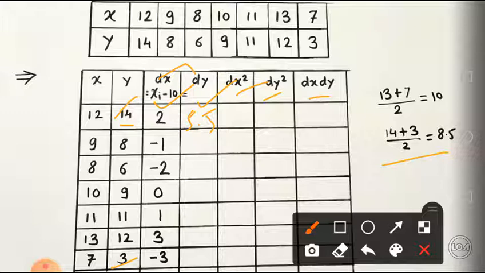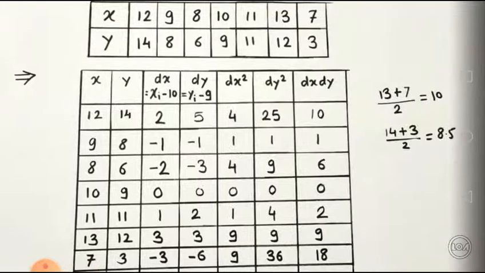And at the end we will do the summation of each column in the table. You can see we have calculated the value of dx and then the value of dy. So we assume it as a 9, not as an 8.5, as a whole number we have assumed. So 14 minus 9 is 5, 8 minus 9 is minus 1, 6 minus 9 is minus 3, 9 minus 9 is 0, 11 minus 9 is 2, 12 minus 9 is 3, 3 minus 9 is minus 6.